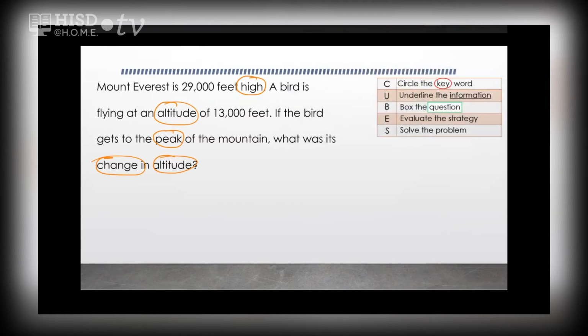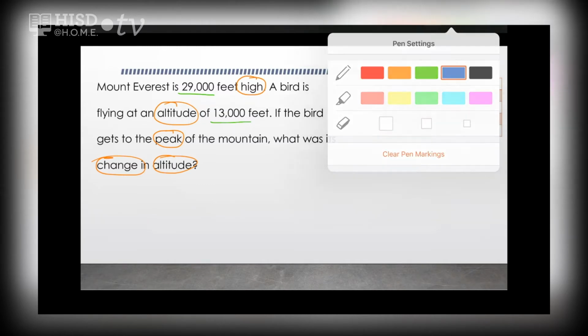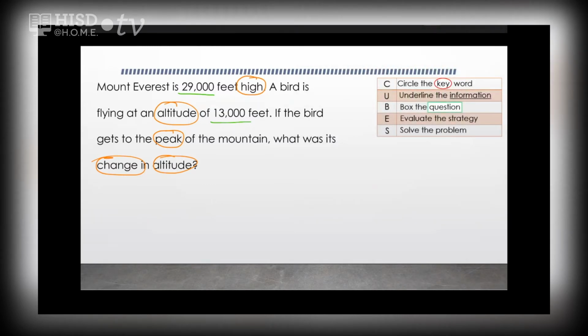So let's get to the underline part. We have to underline the key information. One of the informations is this 29,000, very important. That's the height or the peak of the mountain. Then we have the height of the bird's flight, which is at 13,000 feet. We're gonna get to the next part, which is box the question, and of course I'm gonna start with this one right here. What was, that's the question, what was its change in altitude?